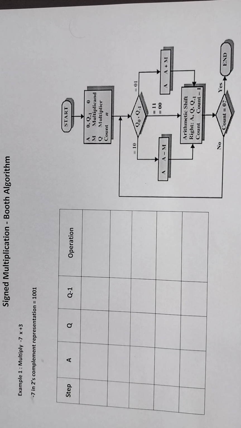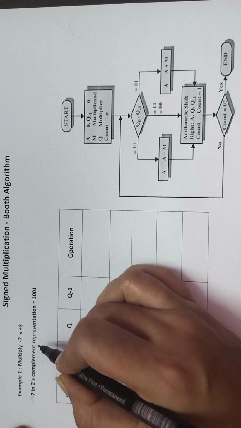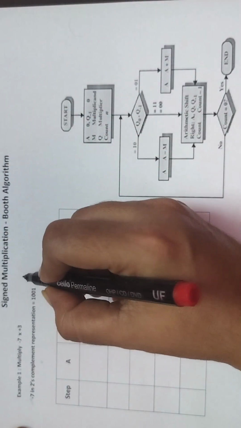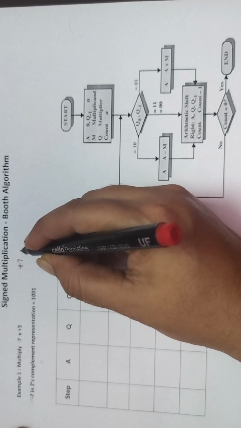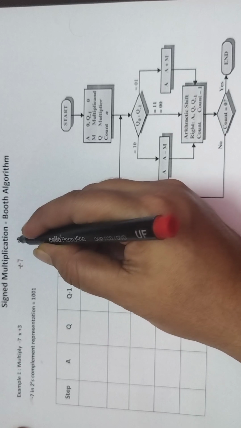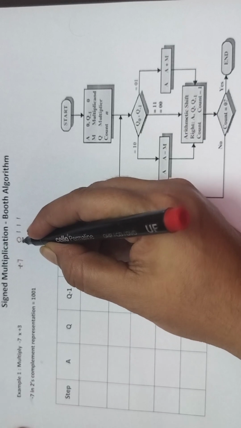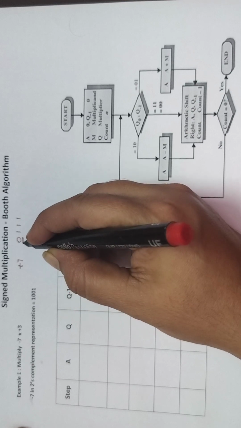So what do we have to do in the initial step? We have taken minus 7 times plus 3. How to represent minus 7? A negative number is represented in the 2's complement method. If you take plus 7, it will be represented as 0111. The leading 0 indicates that the number is positive, and if it is 1, it is a negative number.